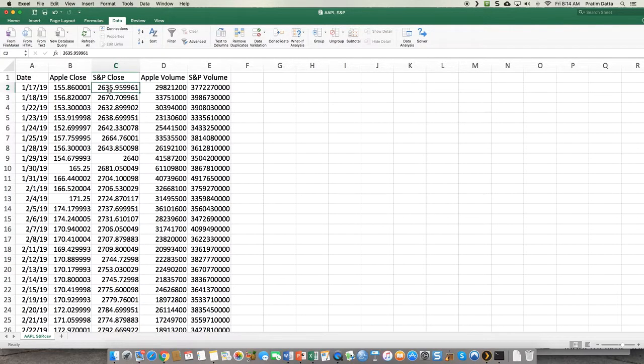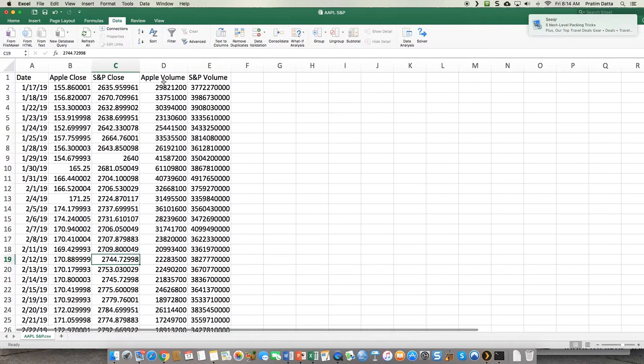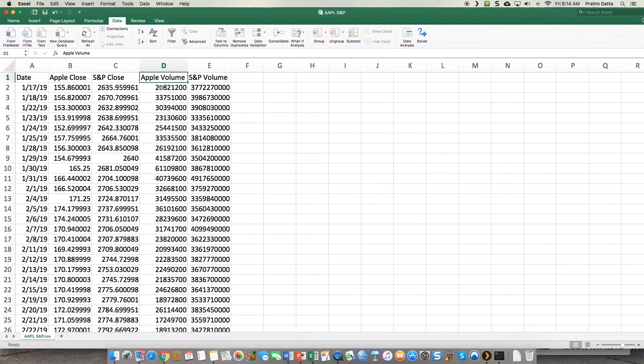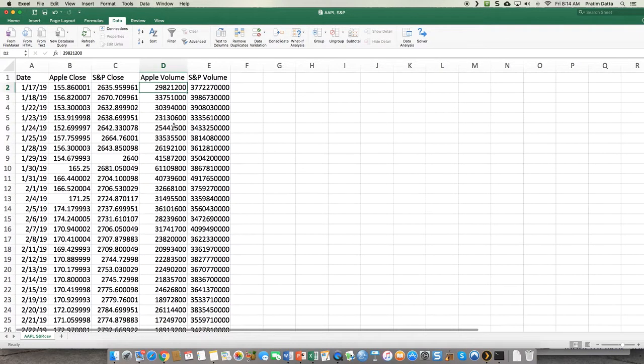On the other hand, S&P on that day closed at 2635.96, and in February 2012, it closed at 2744.73, and all that stuff. And then it tells you about Apple volume. How many shares were traded that day? And it shows a massive amount of shares being traded, about 29,821,200 shares. The S&P volume is even larger than that.